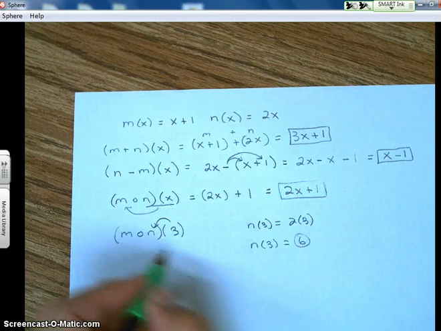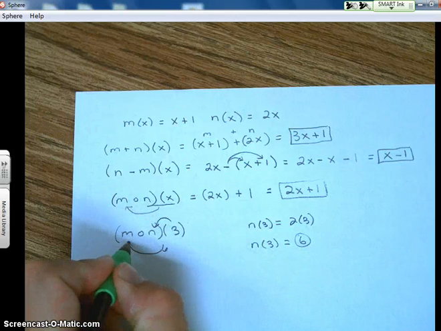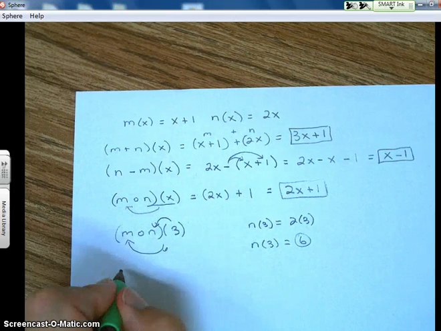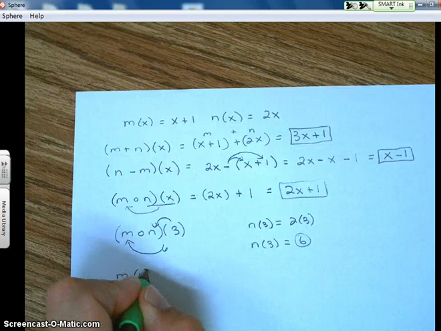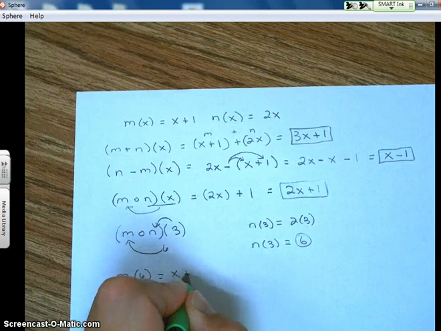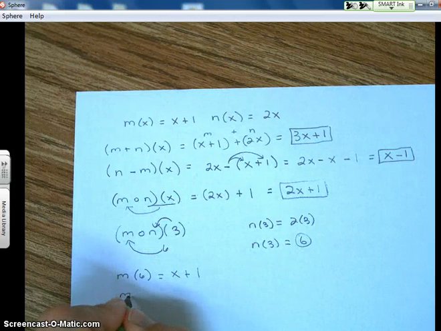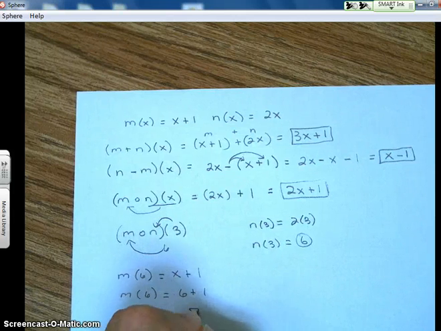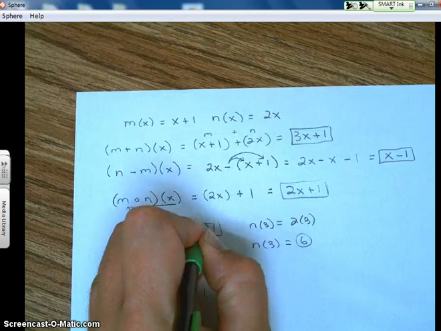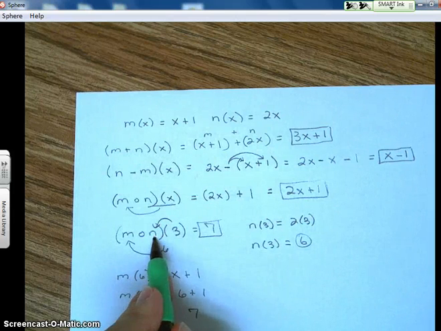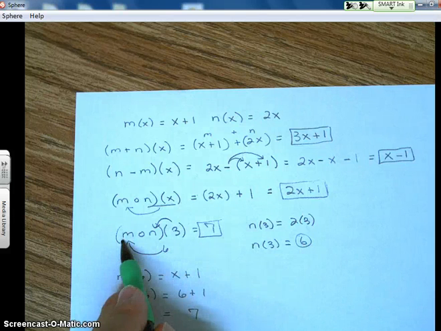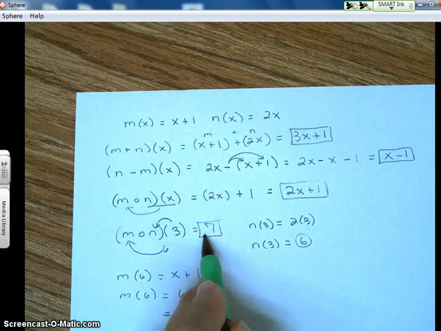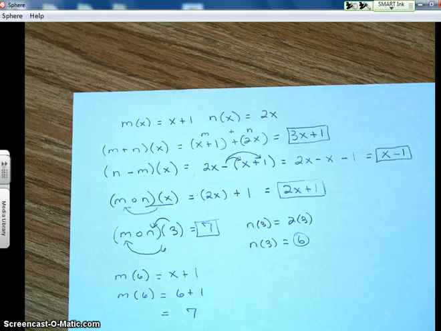Then that 6 gets inputted into m. So now m is going to be m of 6. So that's going to be inputting a 6, and we get out a 7. So that would be our final answer. So the 3 goes into n, we get out a 6. The 6 goes into m, and we get out a 7. Okay, so I hope that additional tutoring helps you with adding, subtracting, and compositions of functions.